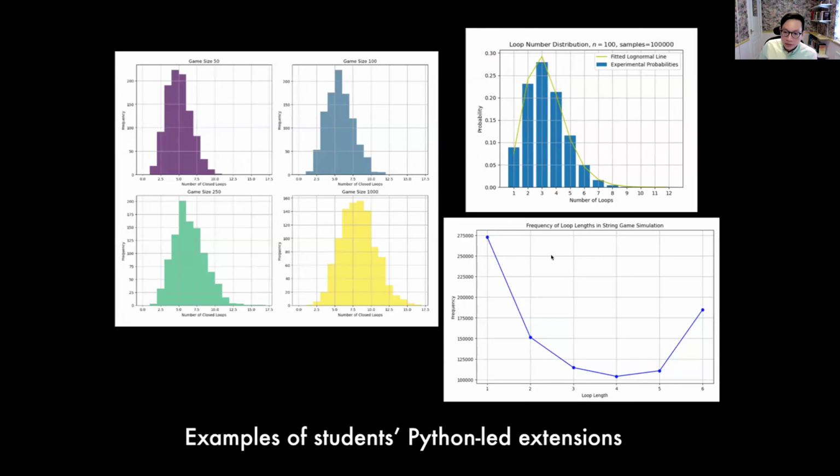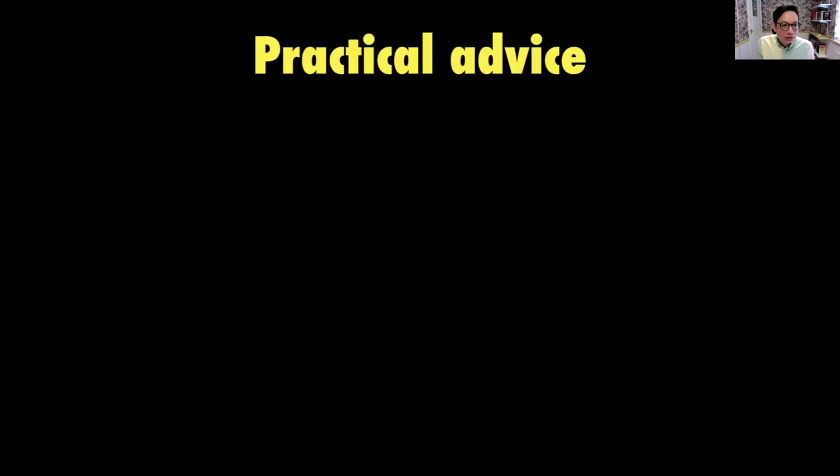And this is yet another student who not only thought about the number of loops, but how long the loops of these strings that are formed are. And it's got this little distribution. Of course, they tried to explain why there's a peak here and what shape this is, why there is a dip here, that kind of thing. So these are students' ideas of Python-led extensions. So I've given you a lot of ideas about how to involve Python in your teaching.